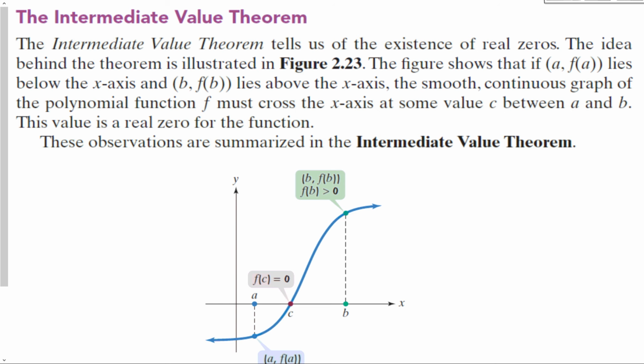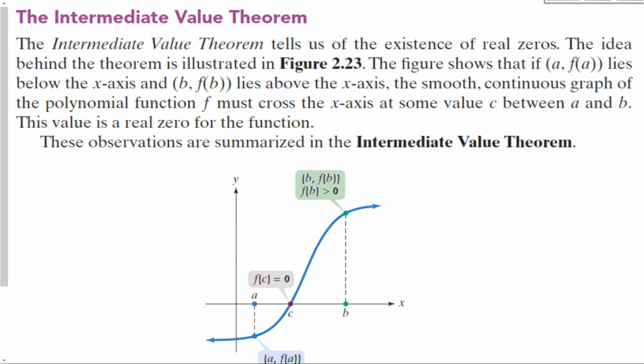Let's look at another one. Show that the polynomial function has a real zero between negative 3 and negative 2. So we're going to find f(-3), and then we're going to find f(-2), and we're going to compare them. So this turns into 3 times negative 3 to the third power minus 10 times negative 3 plus 9. Okay, so negative 3 to the third power is going to be negative 27, times 3 is negative 81, plus 30, plus 9 gives me a negative 42.